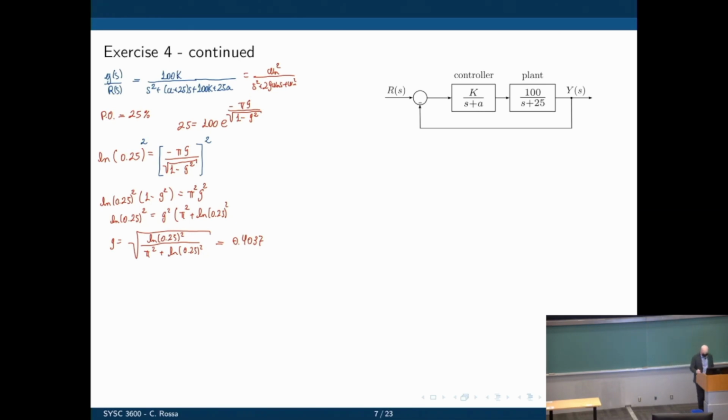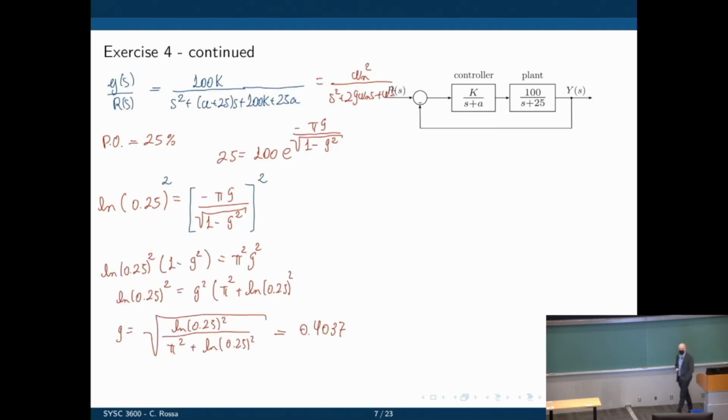You're given percent overshoot, calculate the damping ratio from it. Any questions? So what we have answered here is that to get a percent overshoot of 25%, we need the damping ratio to be 0.4037. The other requirement, are there any questions about the damping ratio part? No?